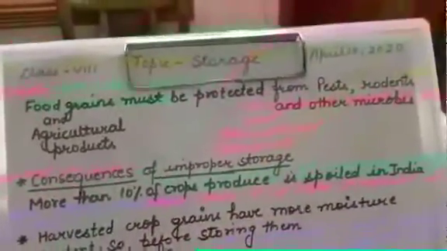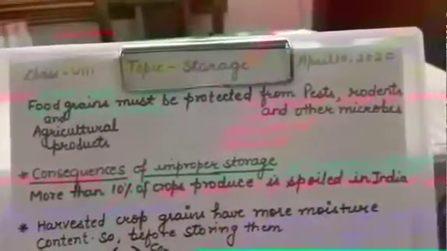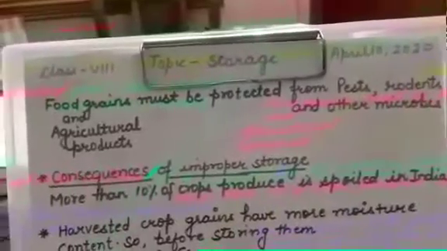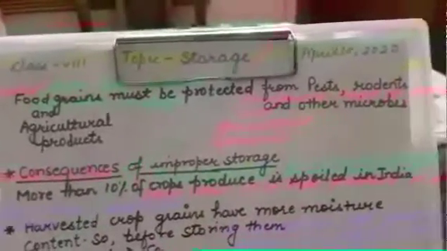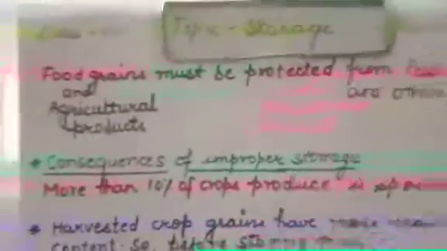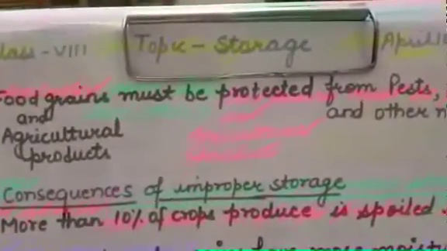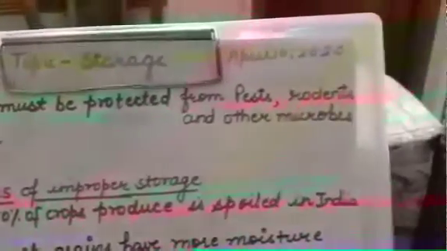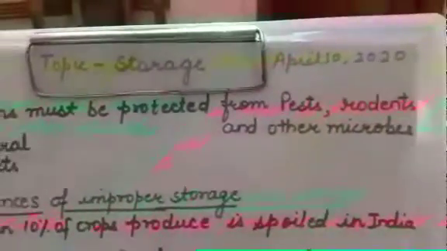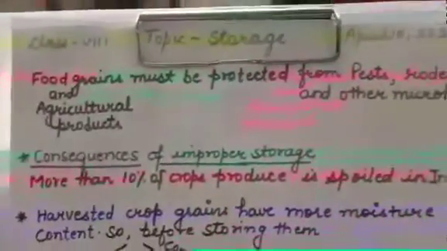Good morning, everyone. Today we will discuss the next agricultural practice, that is storage. What we need to do in the storage part is protect our food grains and agricultural products from pests, rodents, and other microbes.